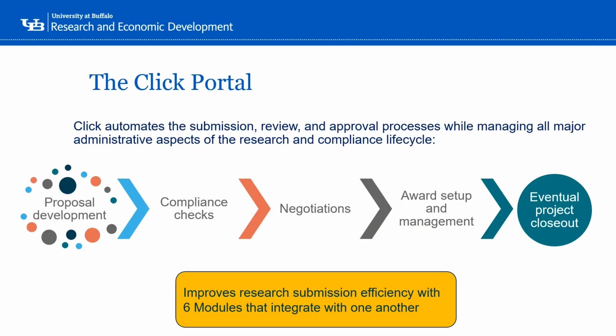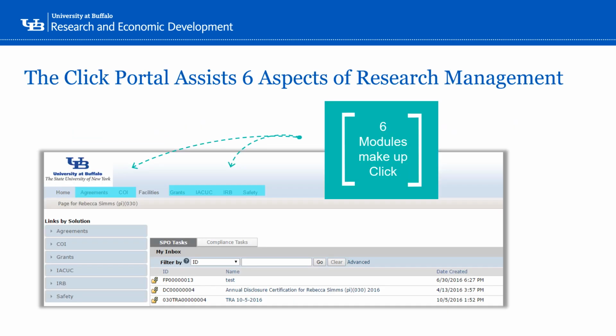The Click portal automates the submission, review, and approval processes while managing all major administrative aspects for the research and compliance lifecycle, starting with proposal development all the way through to eventual project closeout. The Click portal improves research submission efficiency with 6 different modules that integrate with one another. These 6 modules represent 6 different aspects of research management. They are agreements, conflict of interest, grants, IACUC, IRB, and safety.